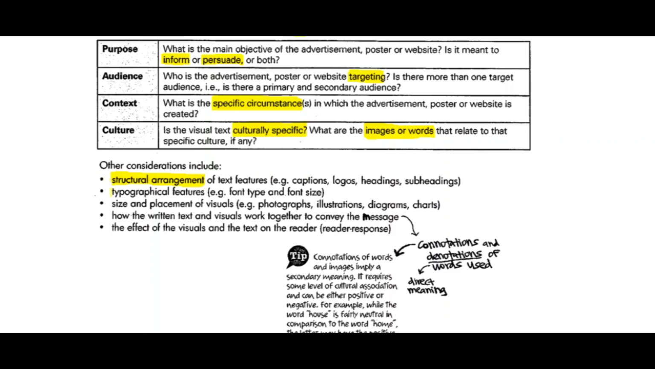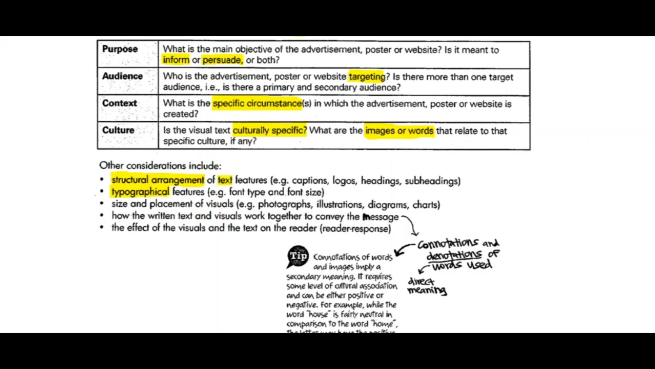Typographical features. Okay, so typographical features will be how big is the font size and what type of font type it is. Okay, is it a casual or is it a formal font type that's used? Okay, is it big or small? So that would be regarding the text, right?